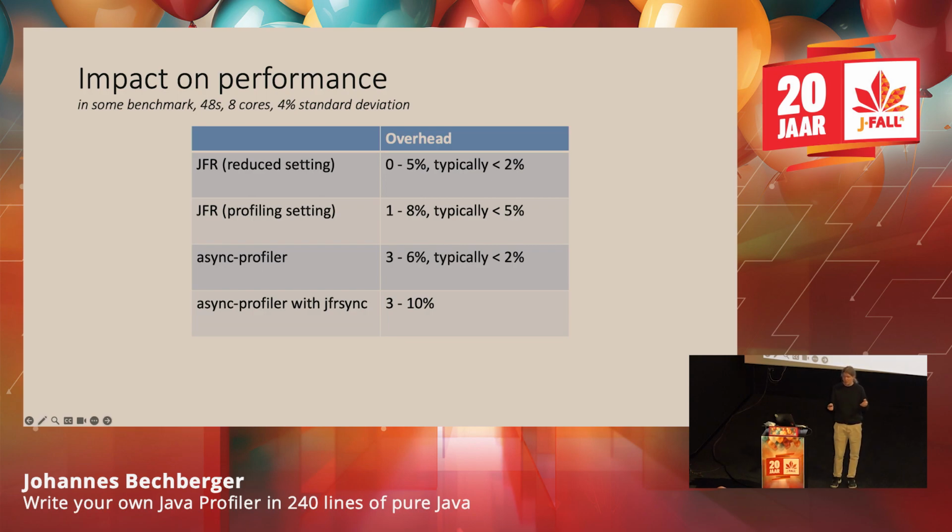So do you need only the method profiles? Then it's fine, because that's quite cheap. Or do you need all the garbage collection information? And it depends on what you want to do.